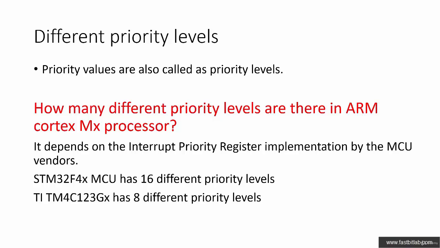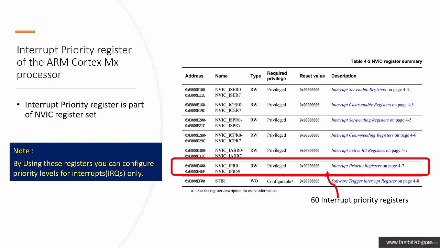For example, if you take STM32F4x microcontroller, it has 16 different priority levels or values. If you take a microcontroller TM4C123GX from Texas Instruments, it has 8 different priority levels. Priority levels or priority values are vendor specific.